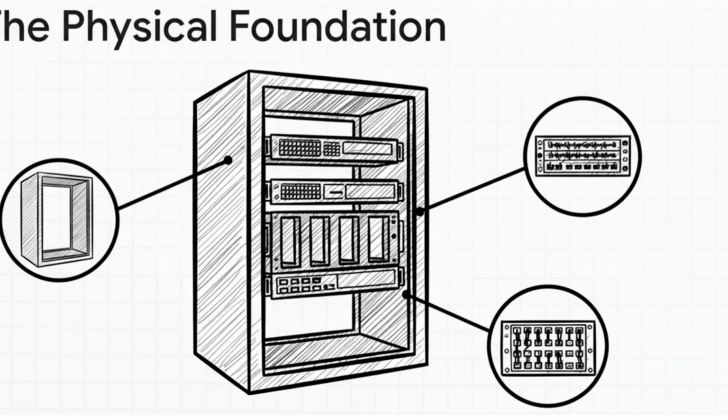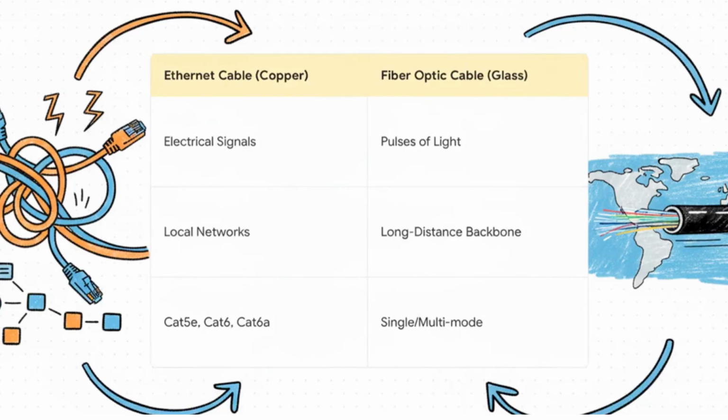All this powerful gear is mounted in these big metal frames called racks. The biggest, baddest switches are often housed in a modular frame called a chassis. And to keep the thousands of cables from turning into a complete spaghetti monster, everything is neatly wired into a patch panel. You can think of it like an old-school telephone switchboard, just keeping every connection organized and easy to manage.